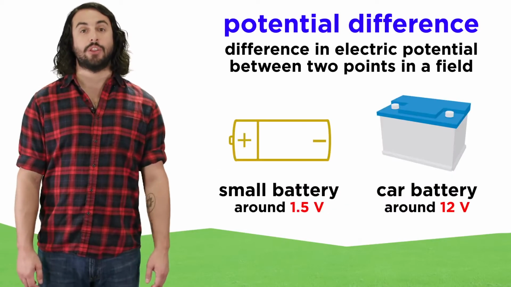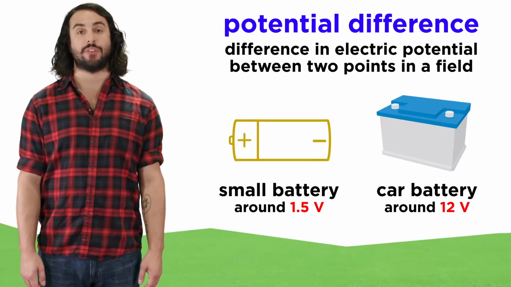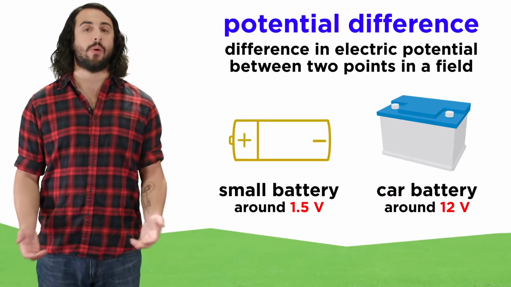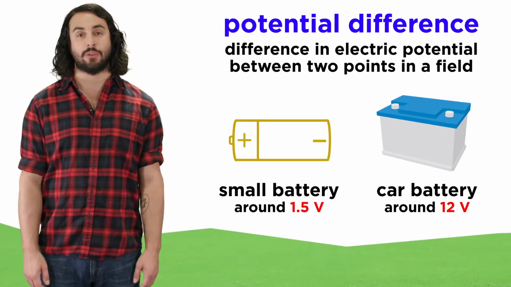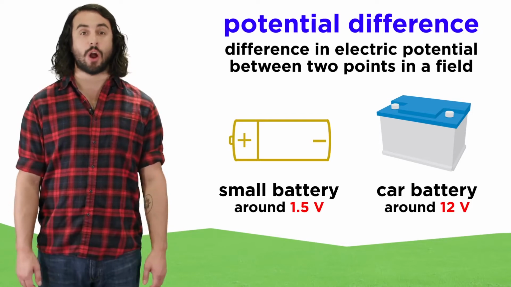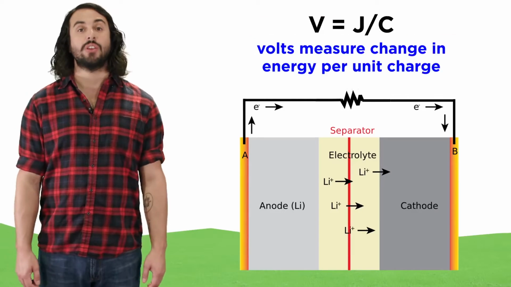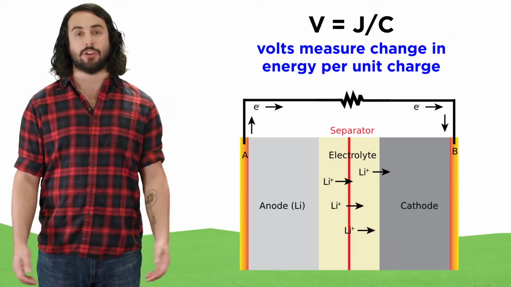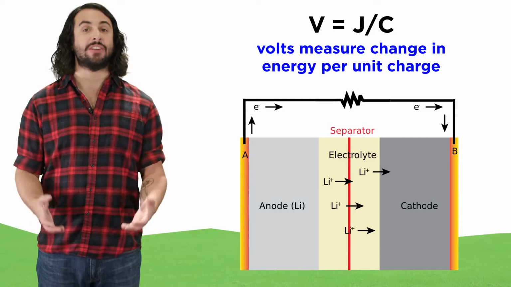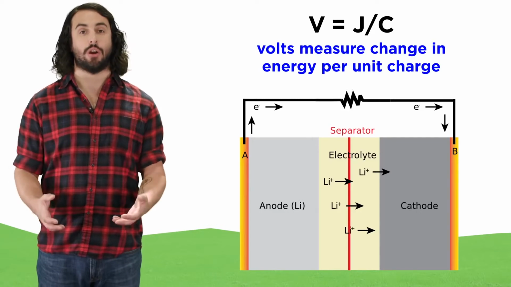The potential difference for the two terminals of a common battery is anywhere from about 1.5 volts for small batteries to around 12 for a car battery. Batteries do work to move charges, so volts are not a measure of energy. They are a measure of change in energy per unit charge.